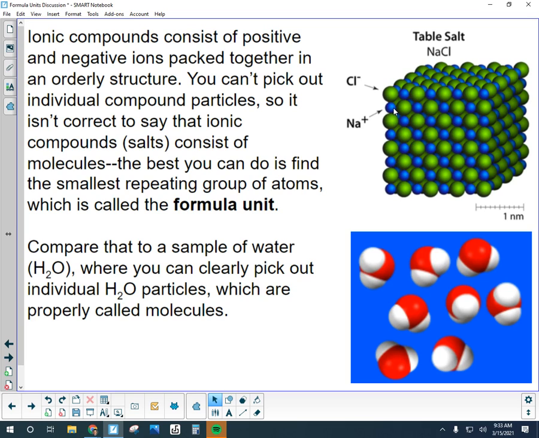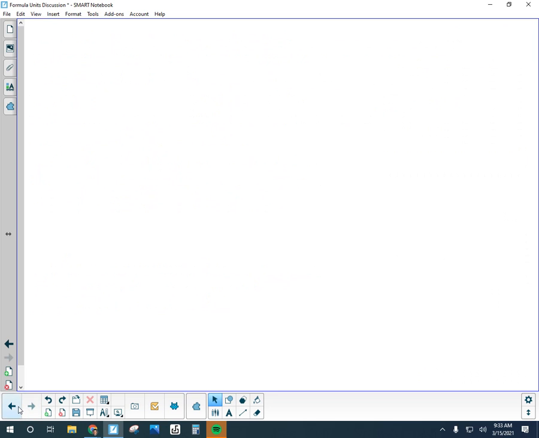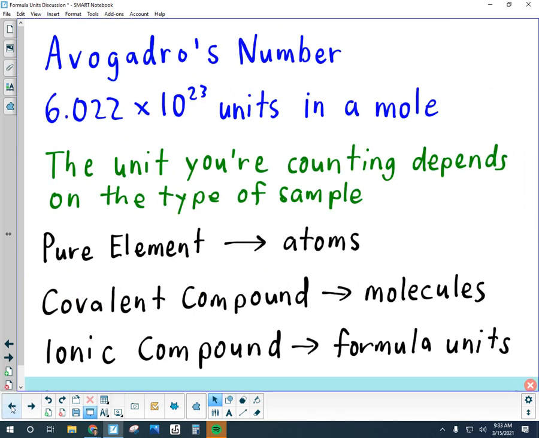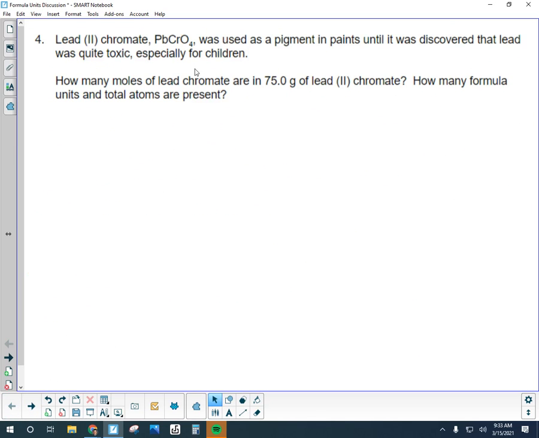I could pick out any Na and Cl and consider that a unit of table salt. We just call that a formula unit because it's the unit in the crystal structure that is shown in the formula. In the case of table salt, it's pretty simple: we've got 1 sodium, we've got 1 chloride. But that's the simplest ionic compound that you could come across. If you have something more complex, like in a problem that we looked at, let's see if I can find it here, dealing with lead chromate.